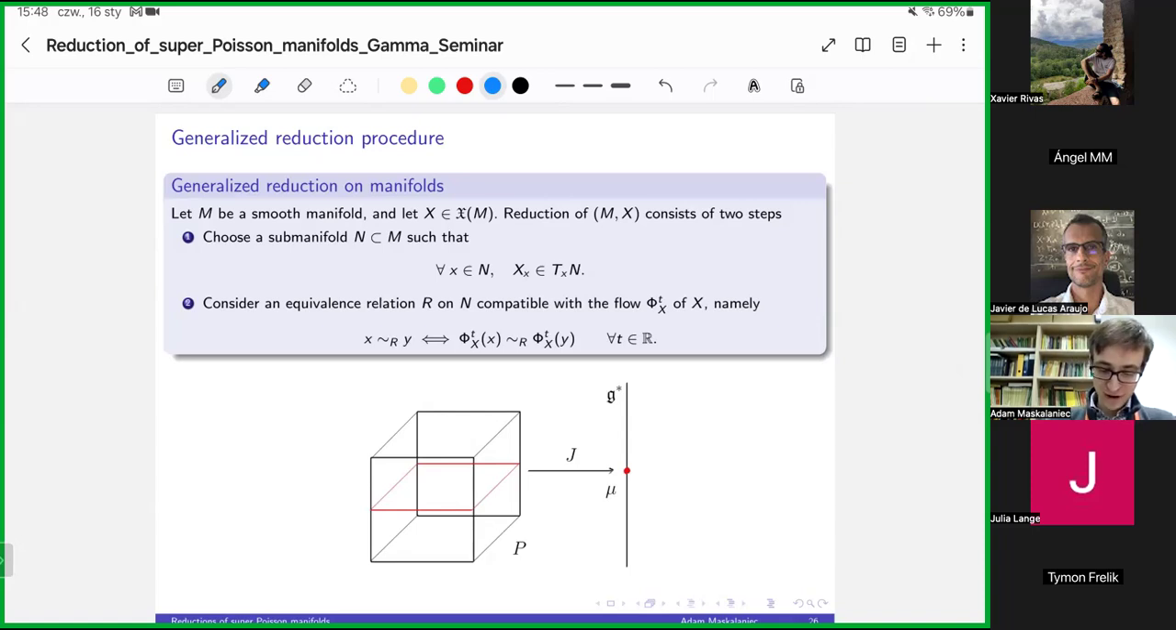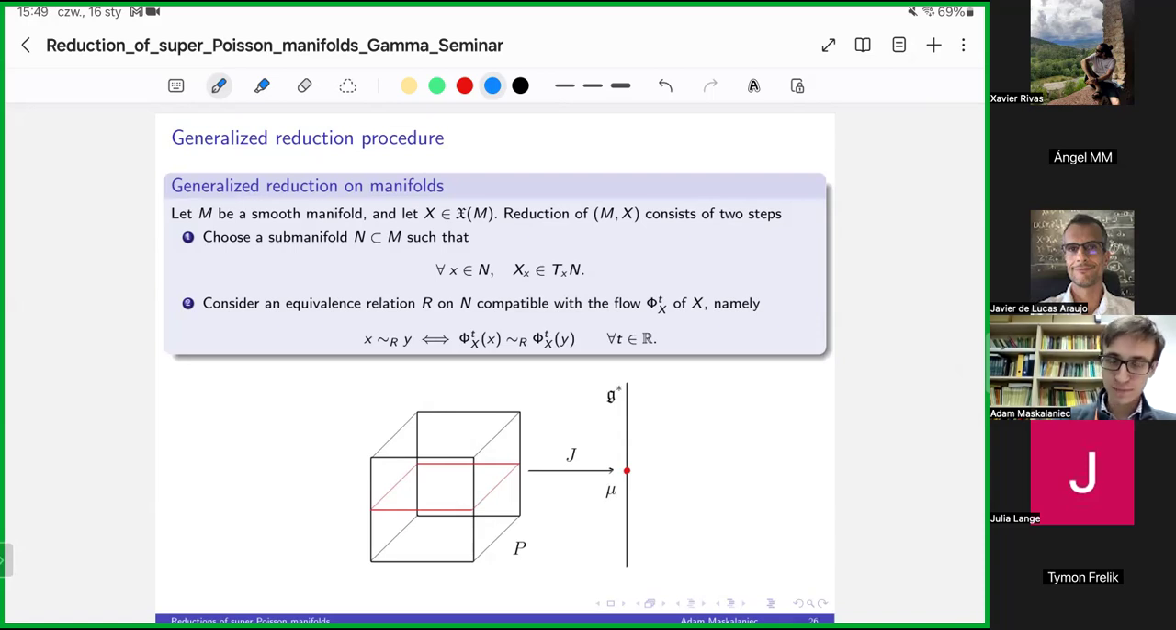Okay. So now I would like to proceed to the generalized reduction procedure. At first, let me say what a generalized reduction of a smooth manifold is. We consider a smooth manifold and a vector field on this smooth manifold that models our dynamical system.